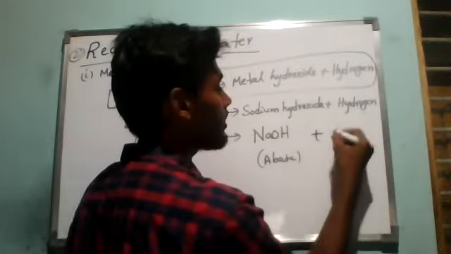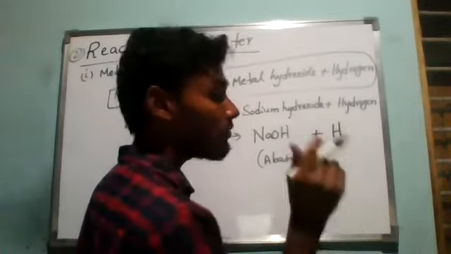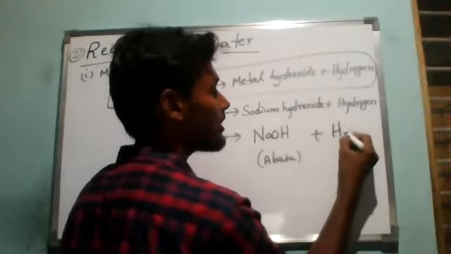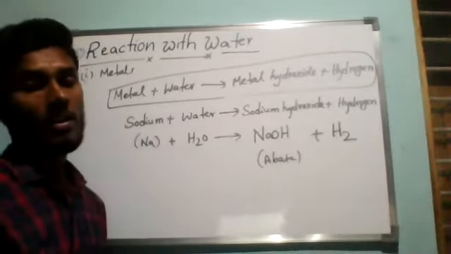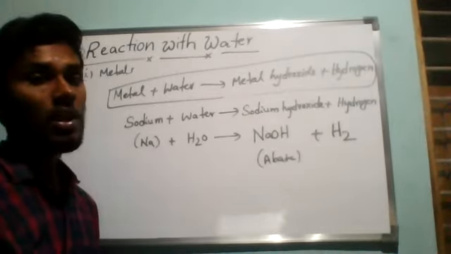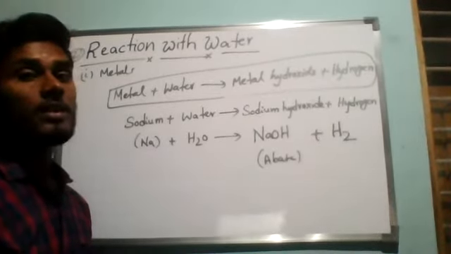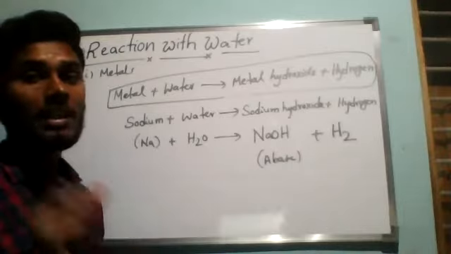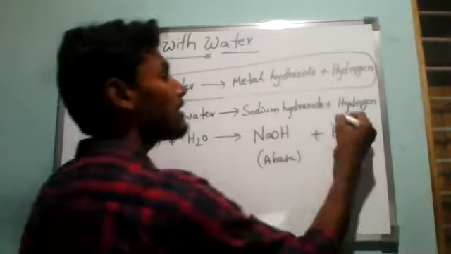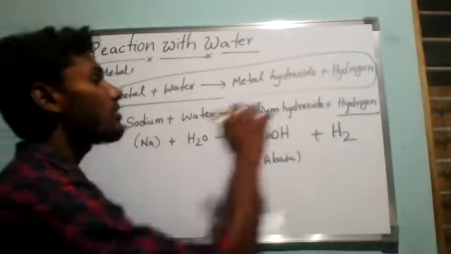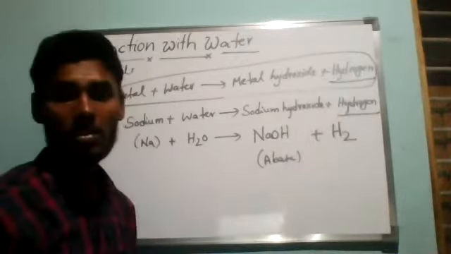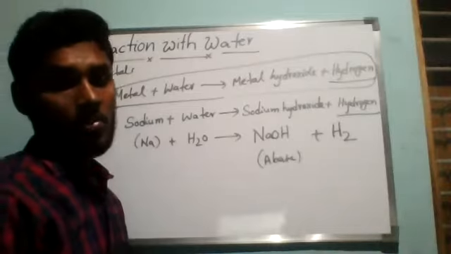Plus hydrogen gas. The hydrogen element is represented with H, but hydrogen gas is represented with H2. Why that is, we will study in higher classes; you need not worry. So the gas liberated when sodium metal reacts with water is hydrogen. Any kind of metal that reacts with water will release hydrogen gas. Are you able to understand?